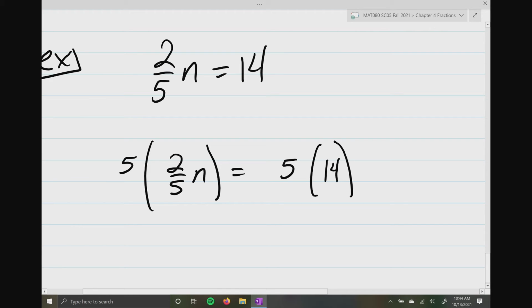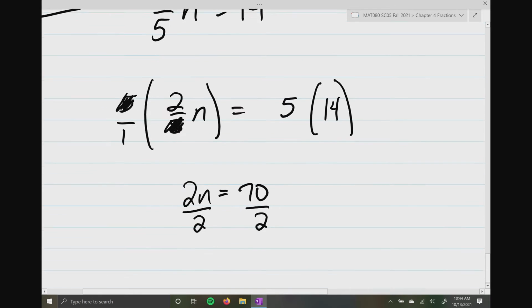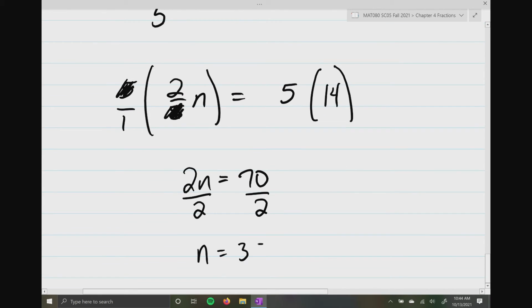Same thing, we can cross the 5. We can put the 5/1, cross the 5 with 5. We can reduce the 5. Notice what's left over inside the parentheses now. 2n. 5 times 14 is 70. So now I need to take this one step further because I have 2 times n, which means I divide both sides by 2. So that gives me n equals 35.